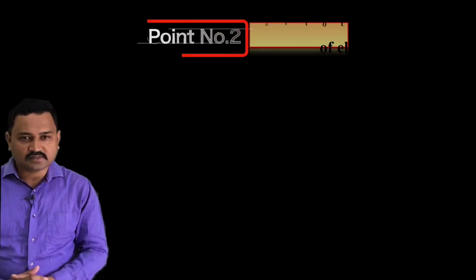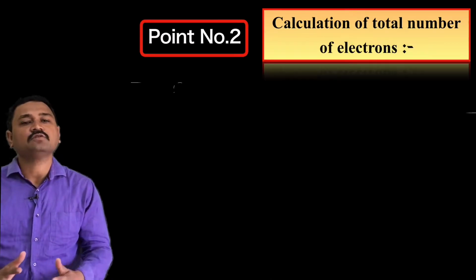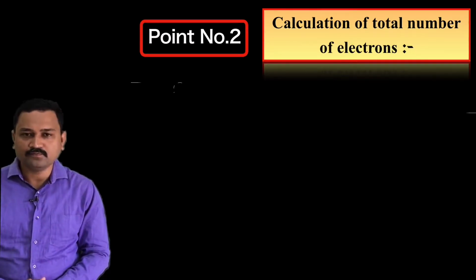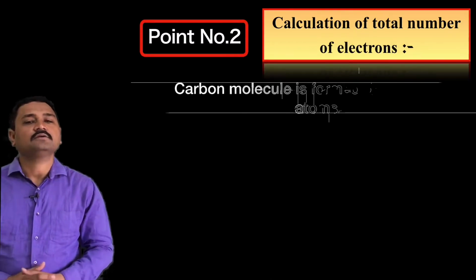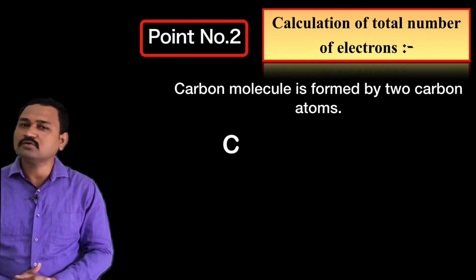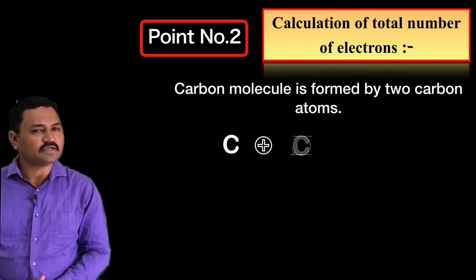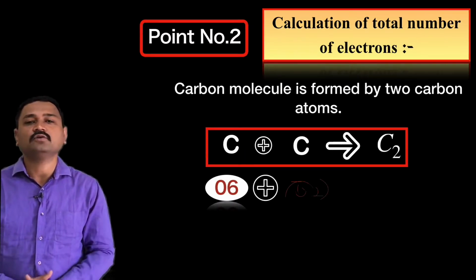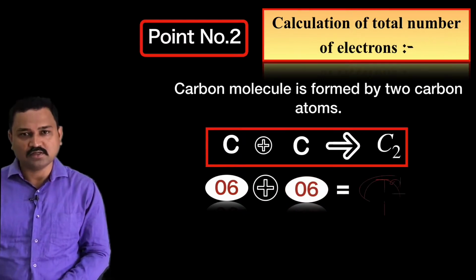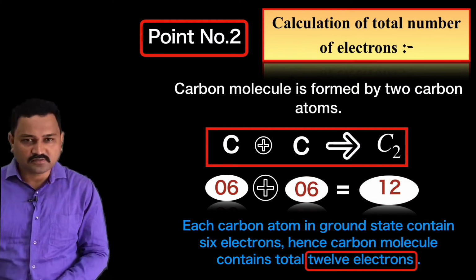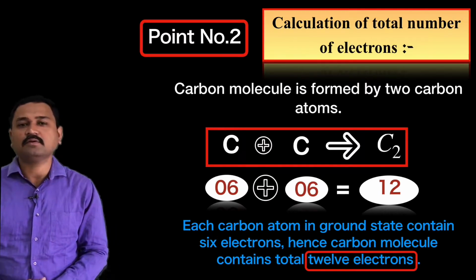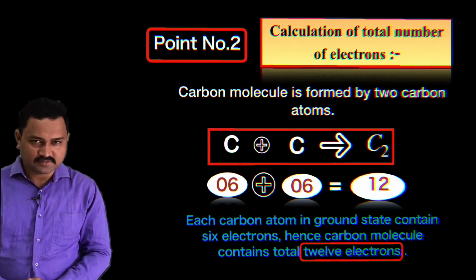Now the point number second, that is the calculation of the total number of electrons in the carbon molecule. So here we know that carbon molecule is made up of 2 carbon atoms, and each carbon atom contains 6 electrons. Hence the carbon molecule will contain a total of 12 electrons, which we are going to distribute in the different molecular orbitals in the carbon molecule. So that is your point number second.